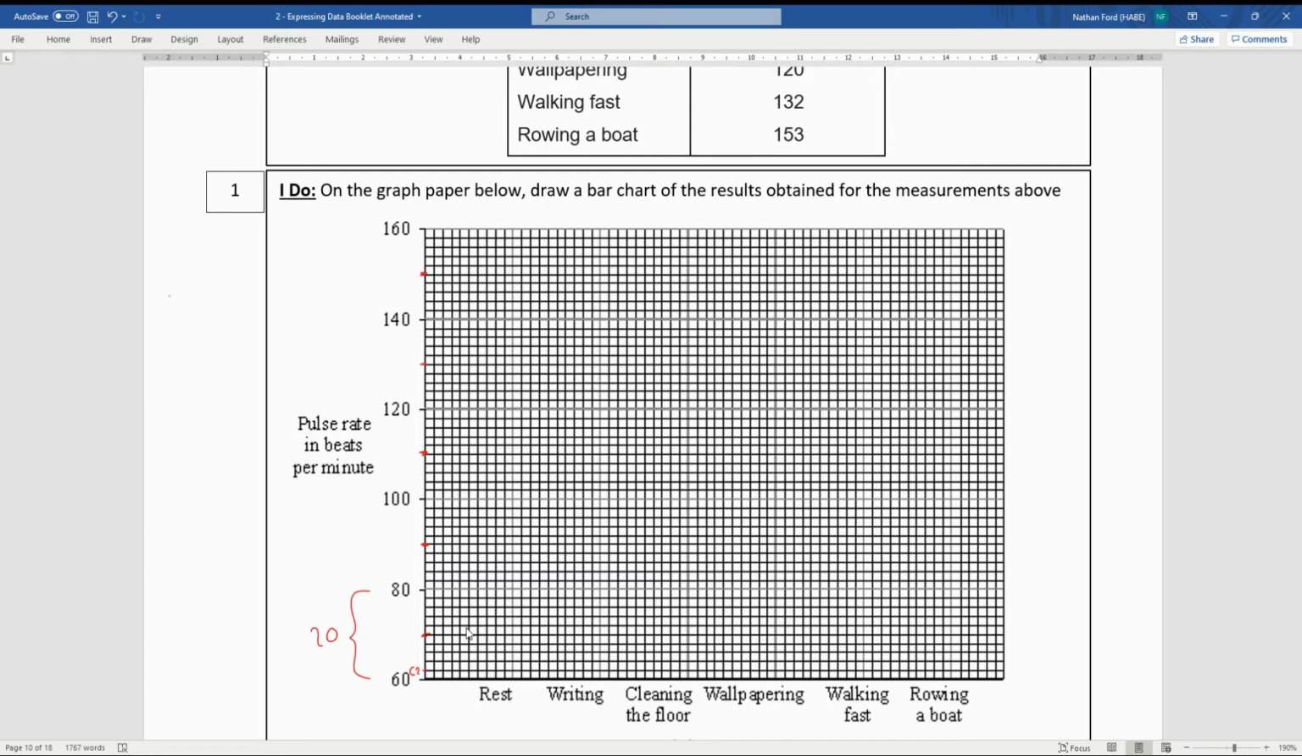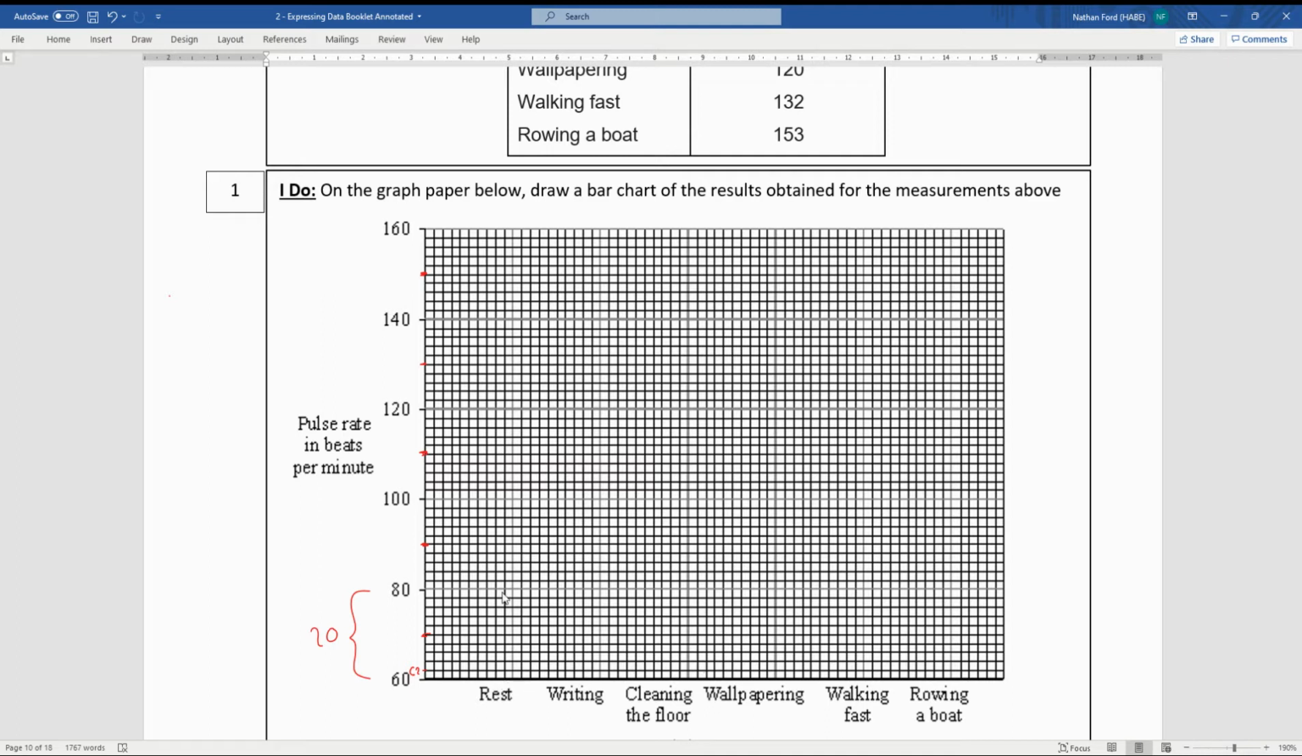Okay. Now we're going to do this. Now this is what I mean by nominal data. So rest, writing, cleaning. Now these are going to be in an order, but really they're results of what gives us this order, our frequency. But there's no reason why cleaning the floor should be before wallpapering. There's no reason that you can order these before the data comes in. So this is nominal, which means when we draw our bar charts, they have to have gaps between them.